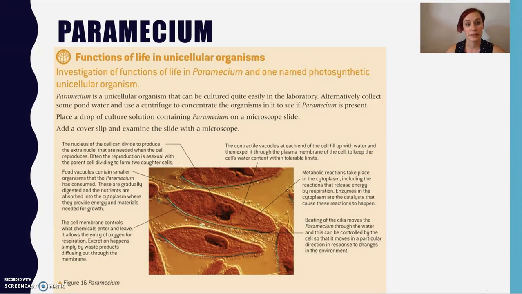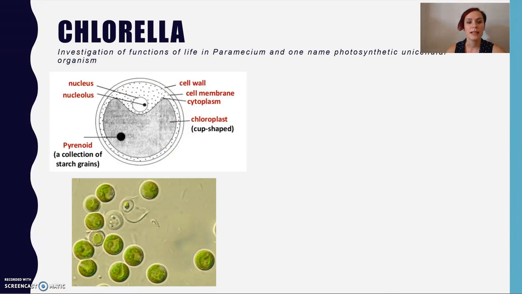Right, your textbook does a really good job of looking at this, so I would recommend you go and find that, please. All right, chlorella is another photosynthetic unicellular organism, so it doesn't need to be taking in food as we know it. It can do photosynthesis, so it can create a form of its own food there. So it's photosynthetic, and it's a type of algae.